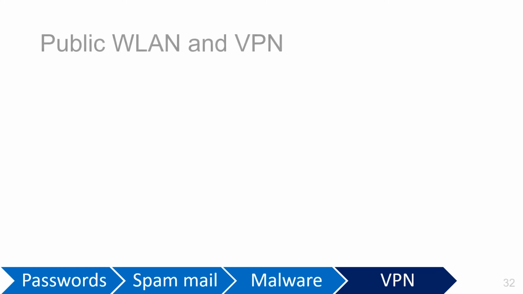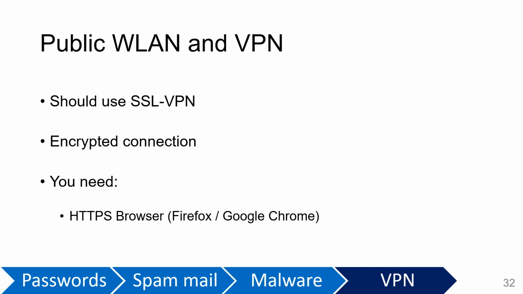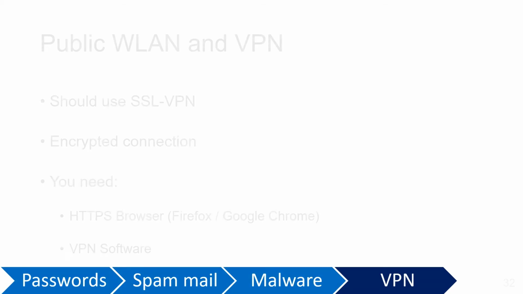As I mentioned previously, if you use a public WLAN, you should use SSL VPN. This sets up an encrypted connection between the client and the VPN server. To do that, you only need an HTTPS browser. If you don't know what it is, I give you a brief explanation. HTTPS is a secure protocol which is used to encrypt the connection between a website and the client.